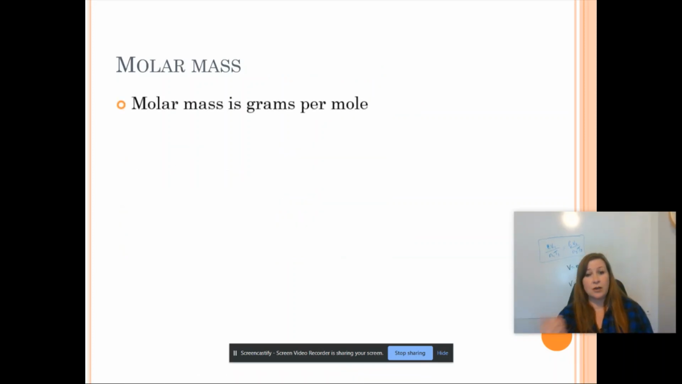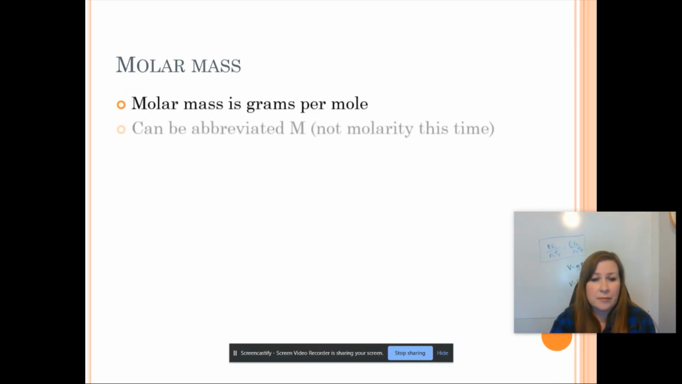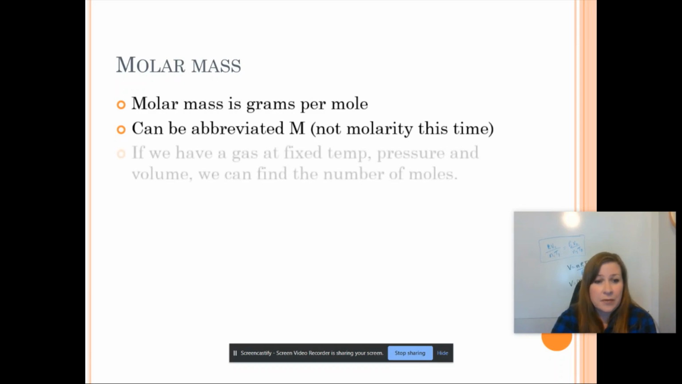Molar mass. We know what molar mass is. It's grams per mole. You find it on the periodic table. It can sometimes be abbreviated capital M. Of course, we already have capital M for molarity, so that can be a little confusing.